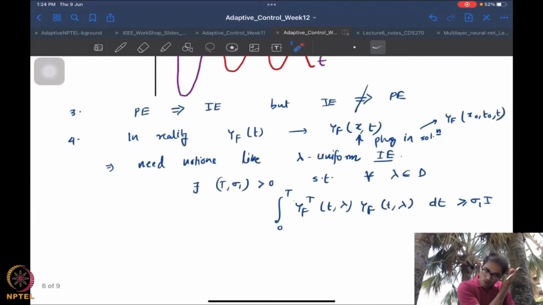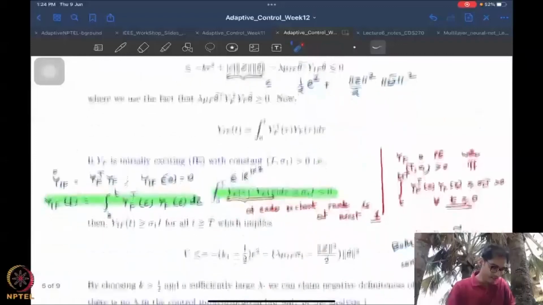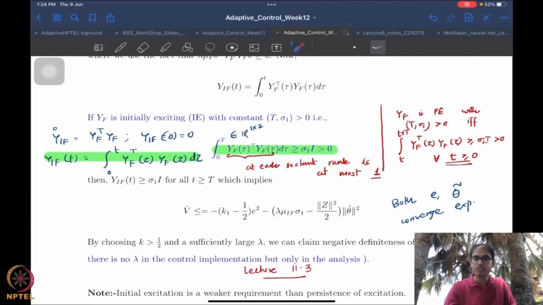So until now, whatever we talked about is sort of non-uniform results, because we have to plug in a particular x0, t0, then we have to verify the integral condition like this, and then we have negative definiteness of V-dot and all Lyapunov analysis goes through. But that is not very nice.